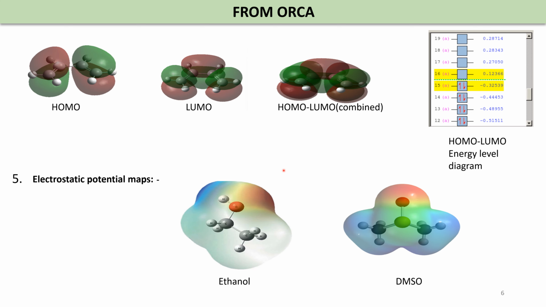Then we optimize the geometry for ethanol and DMSO, and then draw their electrostatic potential maps.